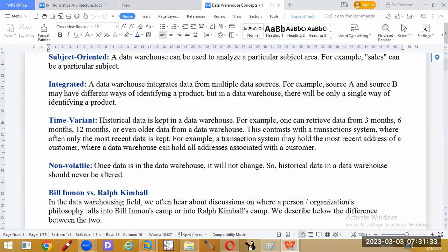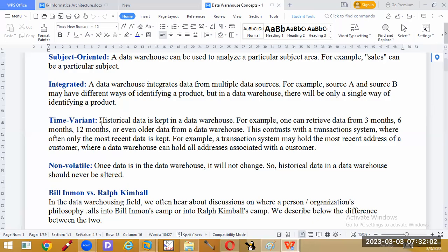This contrasts with a transaction system where often only the most recent data is kept. For example, a transaction system may hold the most recent address of a customer, whereas a data warehouse can hold all addresses associated with that customer. Why do I say transactional process? Suppose your ERP always has the latest data, right? The latest customer. We do not have the concept of SCD.